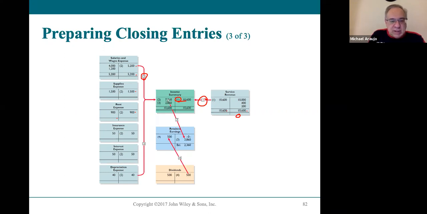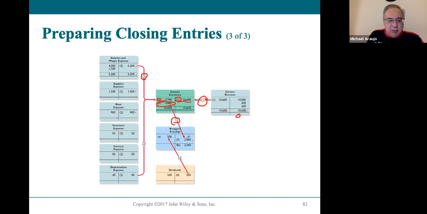Where do all these expenses go? Temporarily to income summary. Income summary has all your revenue and all your expenses in it. It should look like the income statement. What does the income statement tell us? What the profit is. Well, for that, we have to move it out of income summary because we don't need this anymore, and move that over to retained earnings.